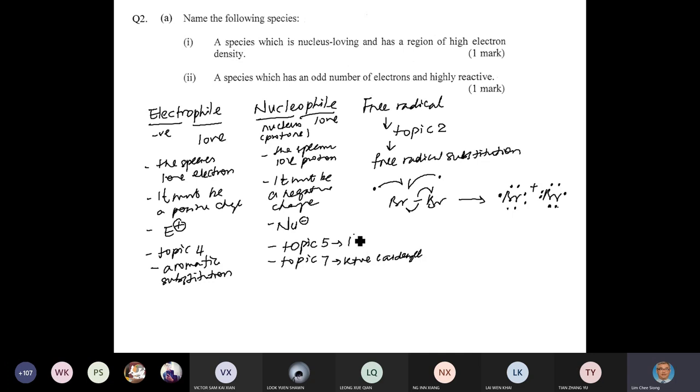Topic number 5 refers to the haloalkane. Okay, haloalkane group. You get it? Yeah, okay, now refer to the questions.